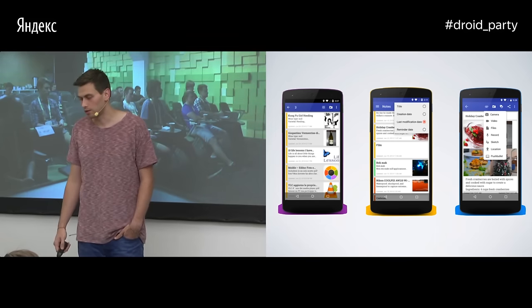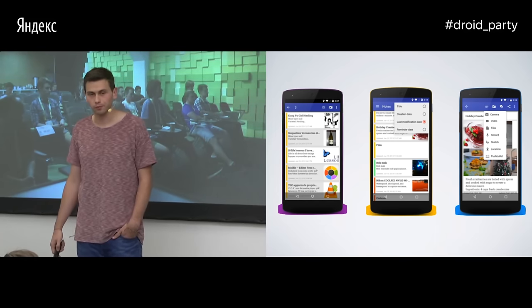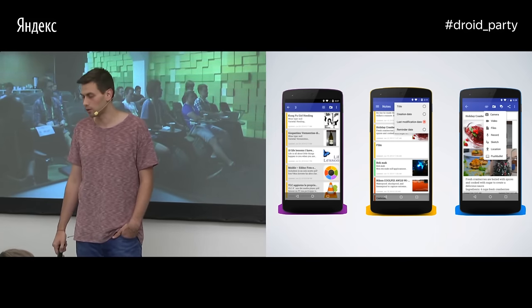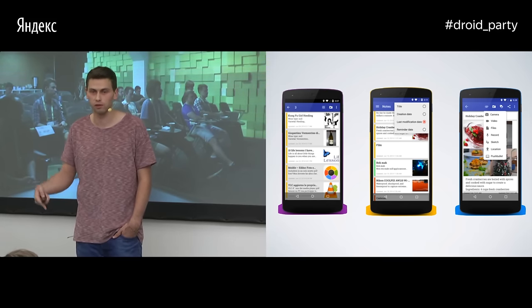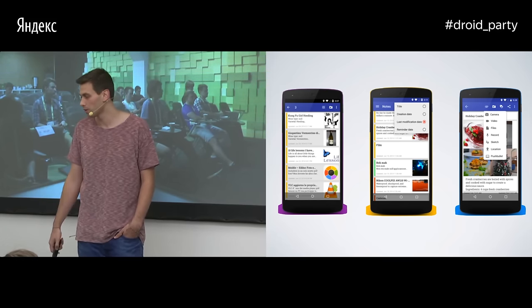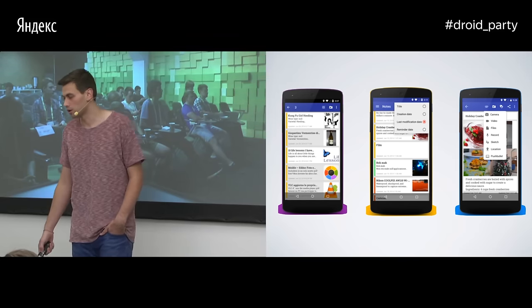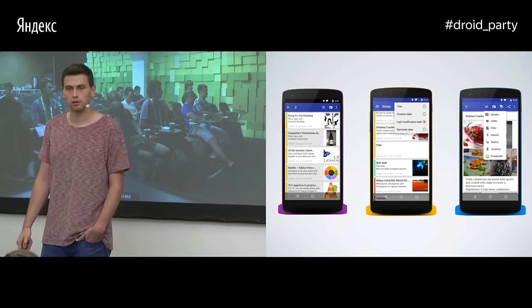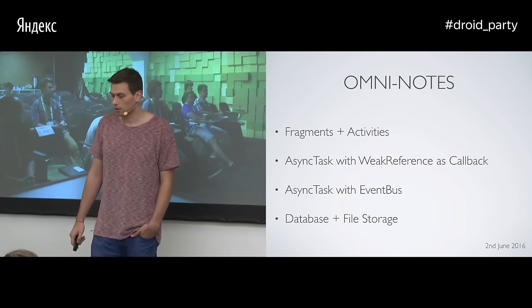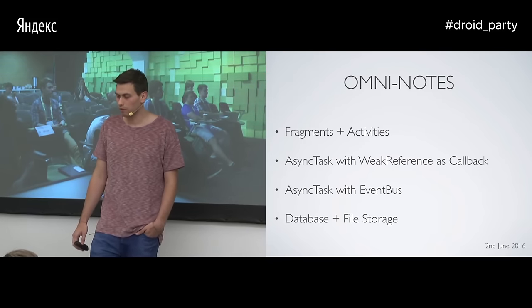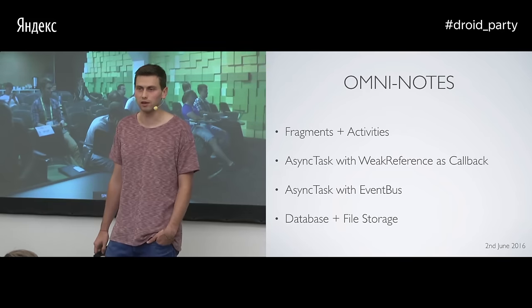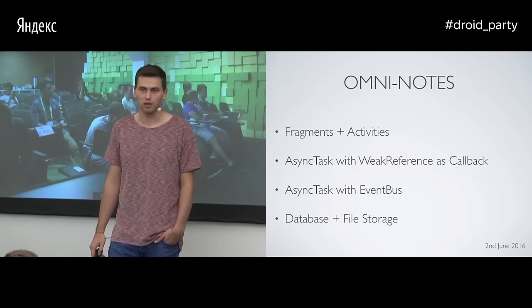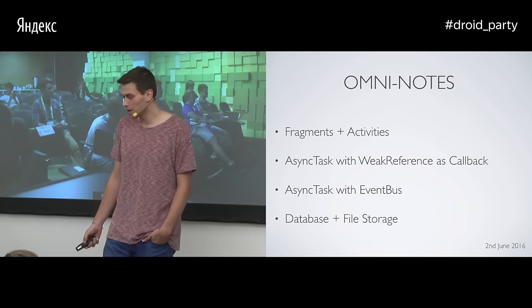So basically, you can have a list of notes. The second screenshot shows how you can sort the list of notes by a drop-down menu. And the third screenshot shows how to create a note. OK, so how is this built? Mainly by fragments and activities. And it uses some async tasks with a weak reference as callback, mainly to not leak memory, I guess.